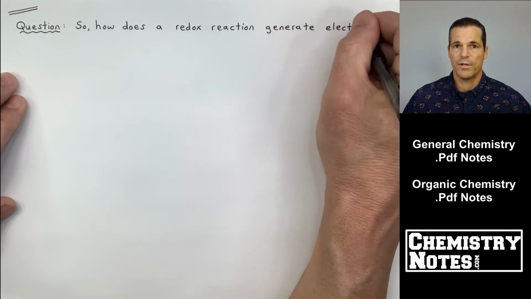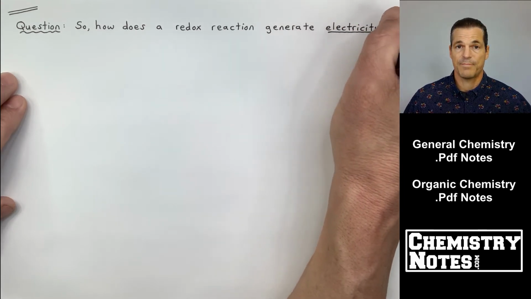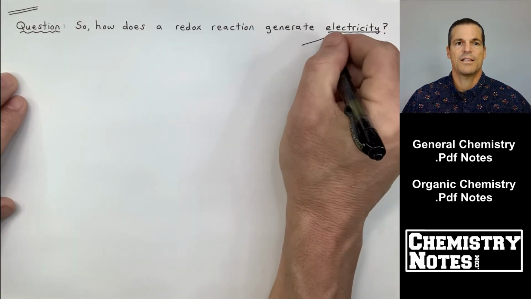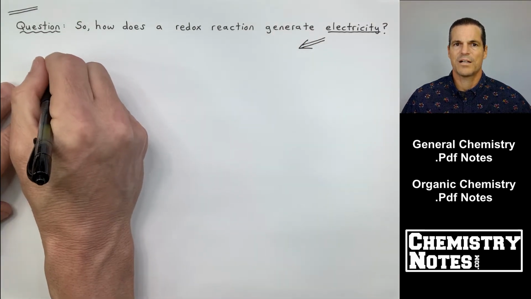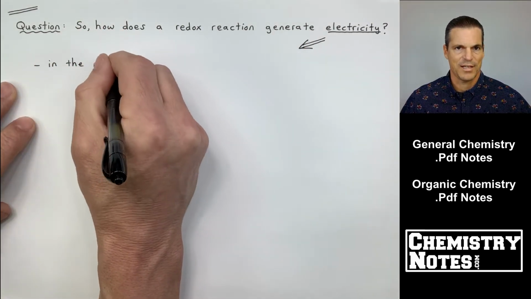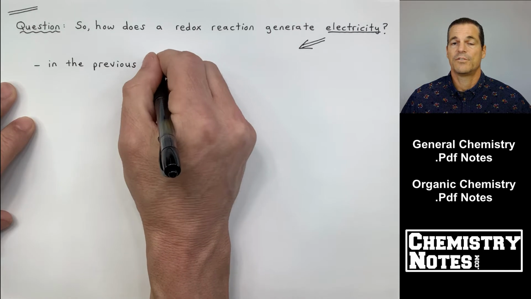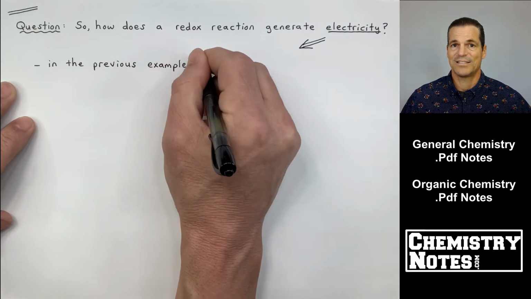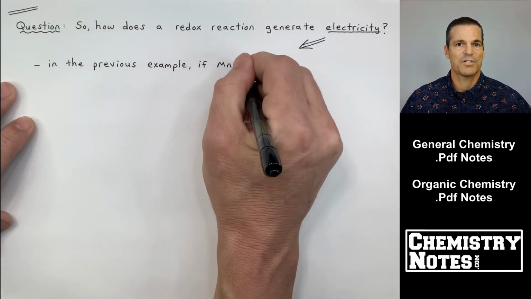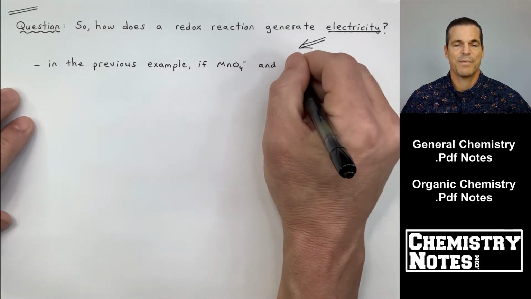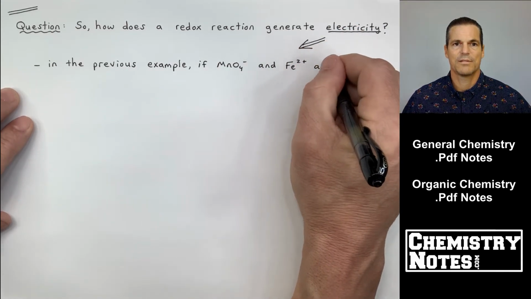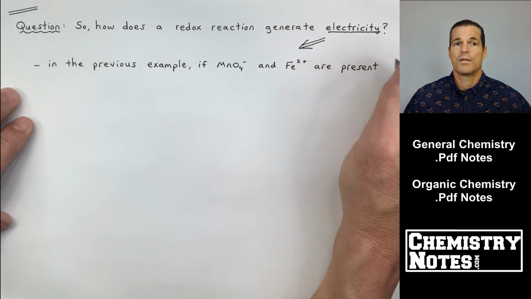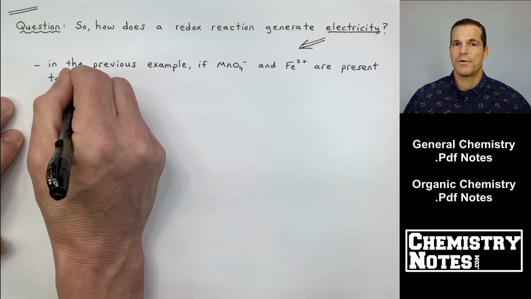So I have a question for you, at the top of our next page of notes. How does a redox reaction generate electricity? Well, to do that, we have to keep the oxidation and the reduction separate. We have to somehow separate them into two compartments.